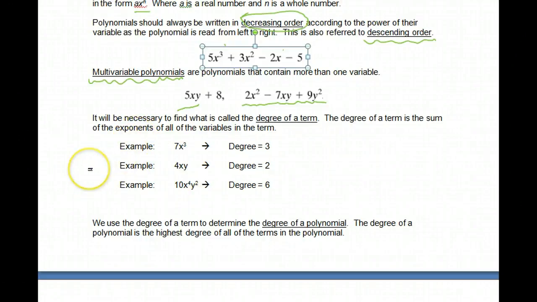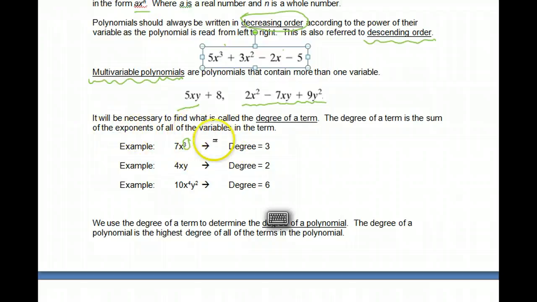It's also going to be necessary for us to find what's called the degree of each term. The degree of the term is the sum of the exponents of all of the variables for that particular term. If you look at the example 7x cubed, the exponent is 3. Therefore, the degree of that term is 3.